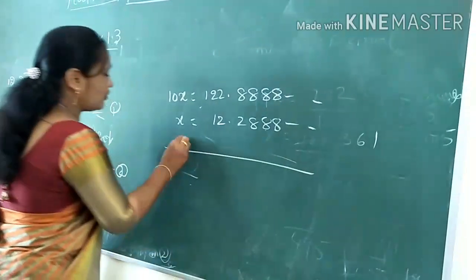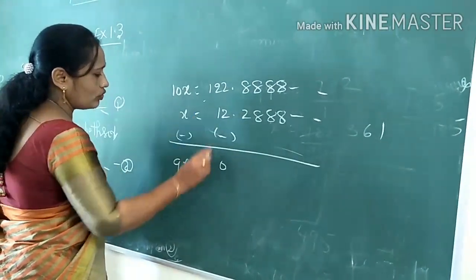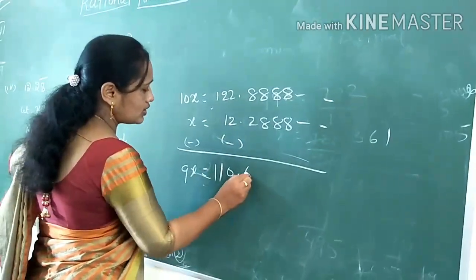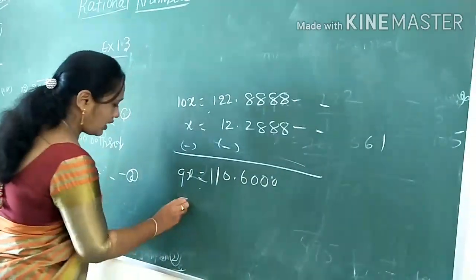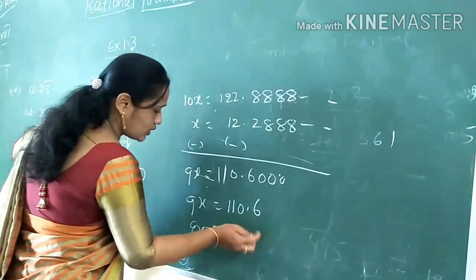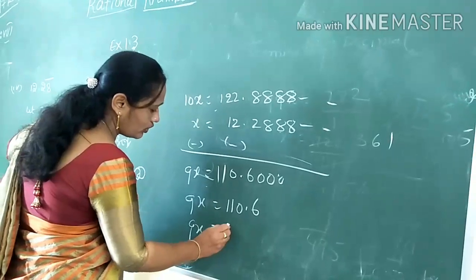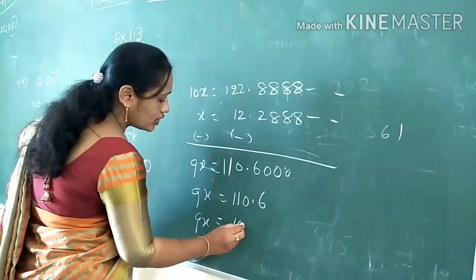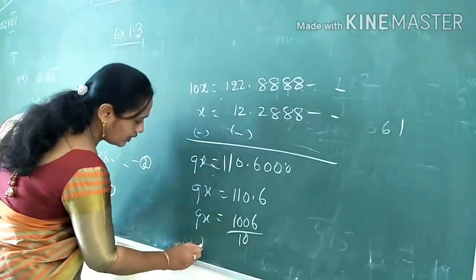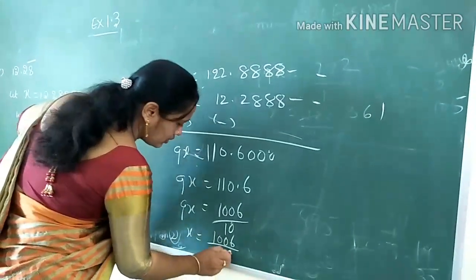Now we subtract: 10x minus x is 9x. On the right, 122.8888 minus 12.2888 gives 110.6. So 9x equals 110.6. Again, this is a decimal form. How many digits are after the decimal? Only one. So without the decimal, we write it over 10. So x equals 1106 by 90.